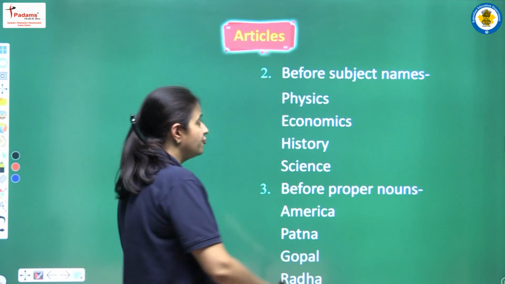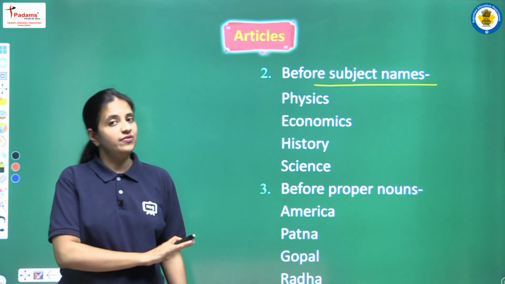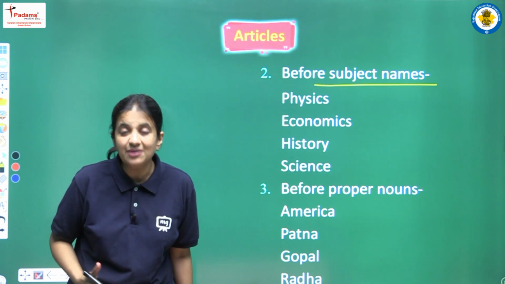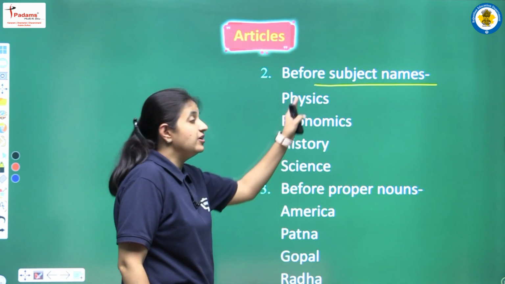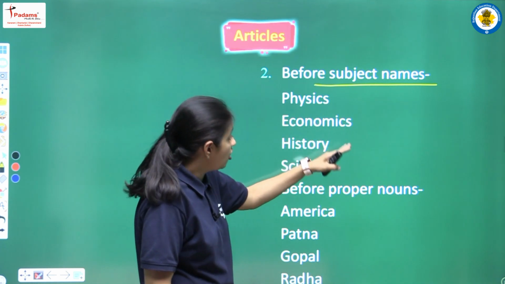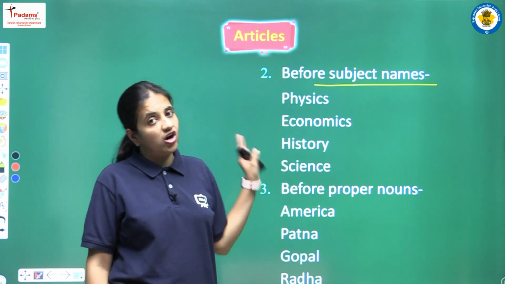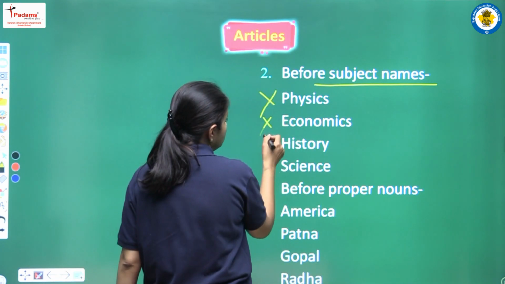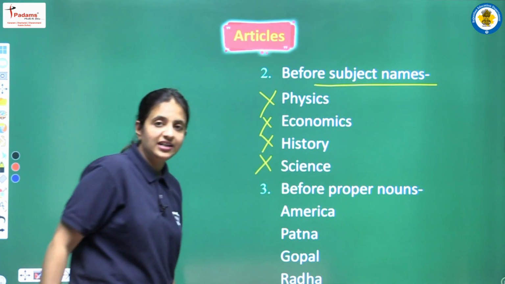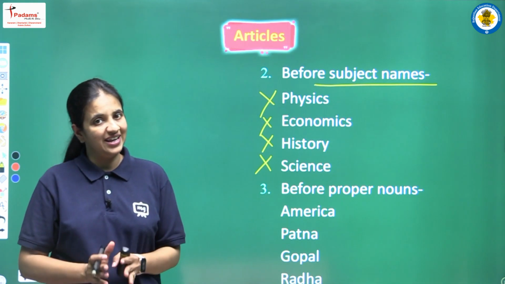Next point, before subject names. Just like language names, if we are having any subject name, then also we cannot put any articles. Suppose we are having physics, economics, history, or science. All these are the names of subjects. So before a subject name also we cannot write any article. We have to put a cross mark before subject names.